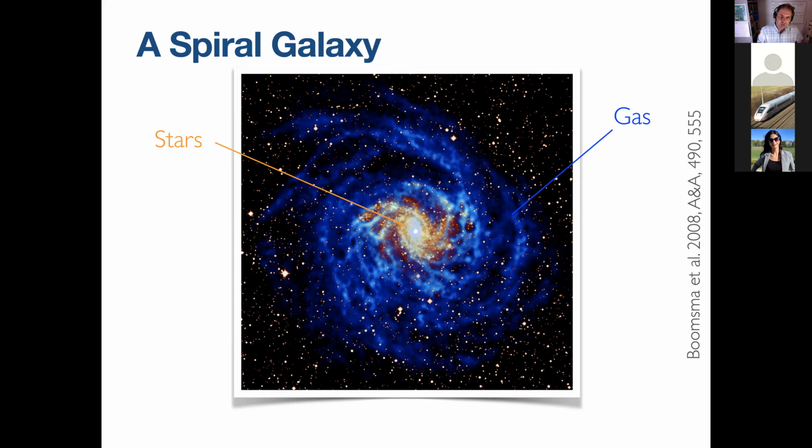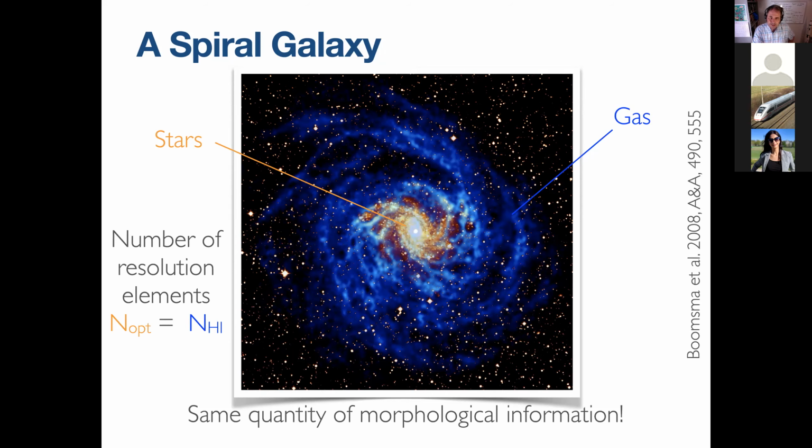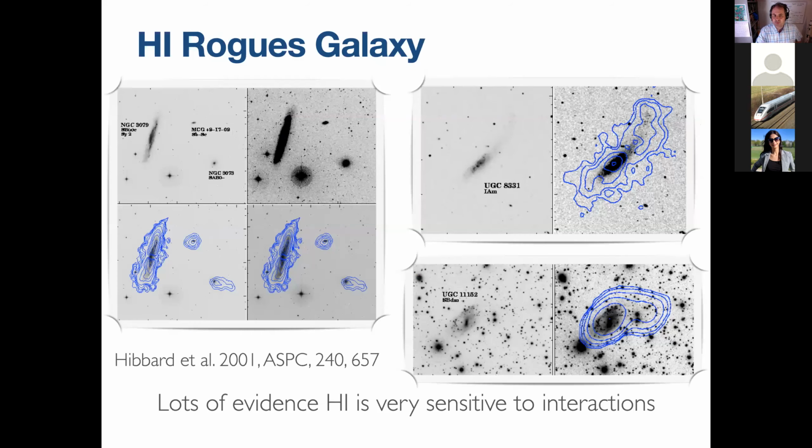And one of the things you can note is that there are just as many pieces of information morphologically in the gas map, at least, as there are in the stellar map here. So the number of resolution elements, radio is typically a lot lower resolution than the optical. Optical is smaller wavelength, so you can make sharper pictures. But it is about the same quantity of morphological information. And anecdotally, we know, and we can also figure out, that gas has, for instance, pressure effects. There are lots of effects visible in the gas that are not visible in the optical.